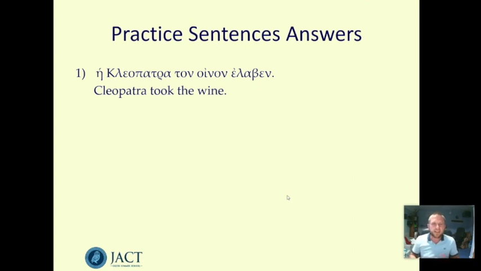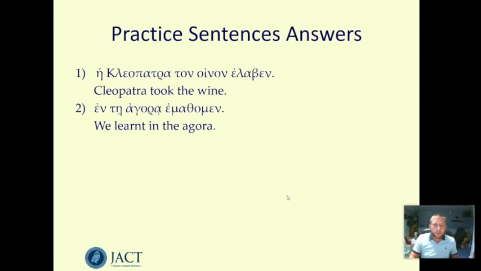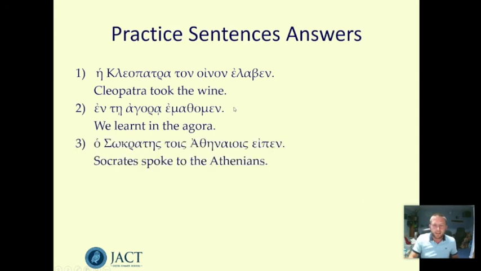So, welcome back. Here's number 1. Hē Kleopatra ton oinon elaben. Cleopatra took the wine. Number 2, this is one where we need to use that ending omen to definitely mean we. So we learnt in the agora, in the market. Ho Sokratēs tois Athēnaiois eipen. Socrates spoke to the Athenians.